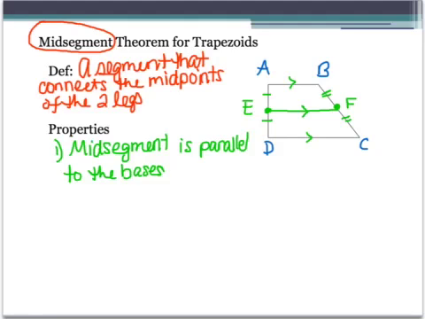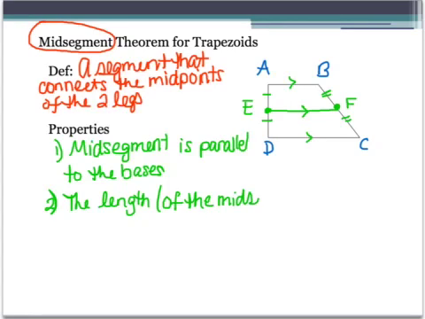The second property, the length is half the sum of the lengths of the bases. So the length, and of course I'm referring to the midsegment, is half the sum of the lengths of the bases.